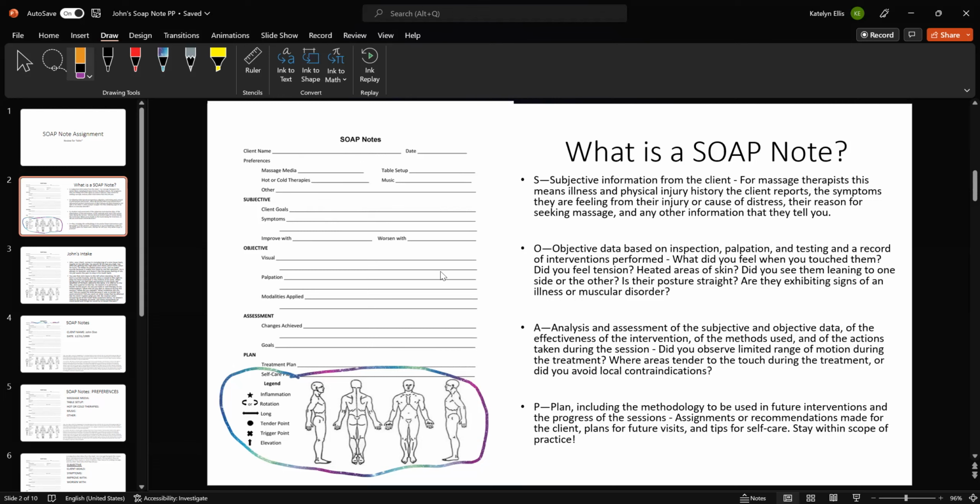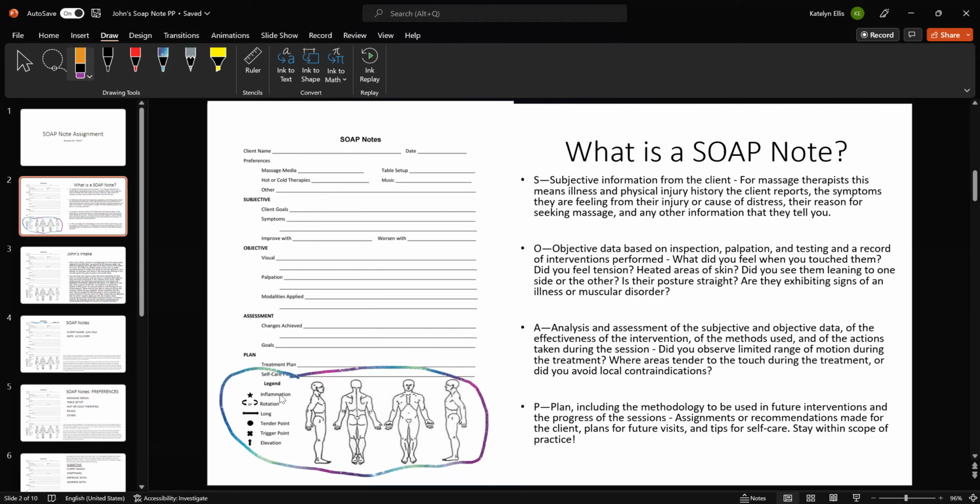Now, this bottom section here is the last little portion I'm going to talk about before we move on to John and what we need to write about John. Not every SOAP note has these, and I wish that they did. So this legend over here, for those of you who don't know what a legend is, it's a key to what the symbols that you write mean.